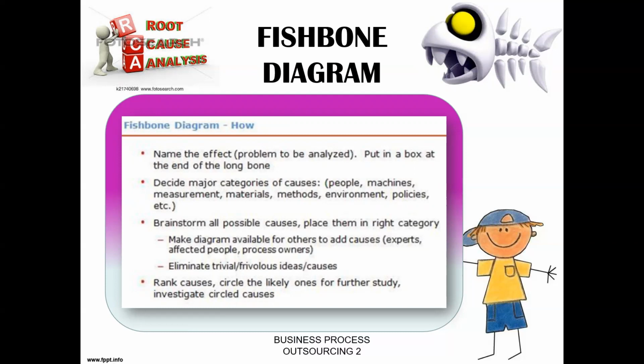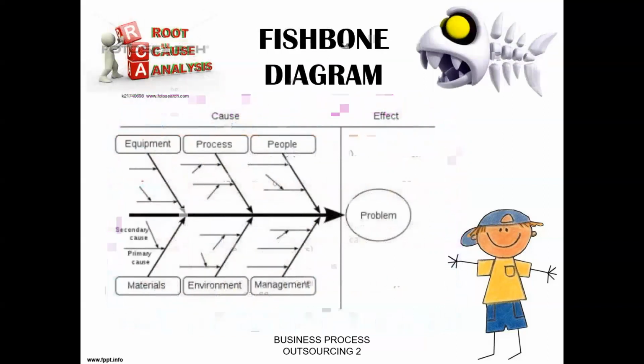Make the diagram available for others to add causes and rank causes. Circle the likely ones for further study. You can circle the ones that are probably the root cause. But before you arrive at that, ask yourselves whether you are sure that this is the root cause. And once you have done that, make another fishbone diagram until you arrive at the main cause of your problem. So this is a sample of a fishbone diagram.